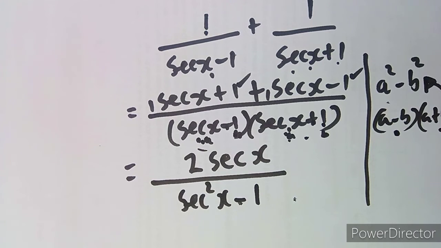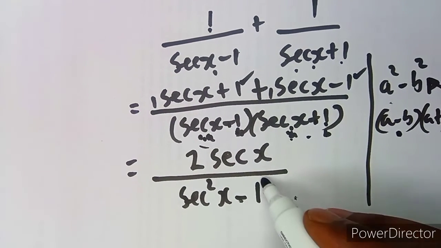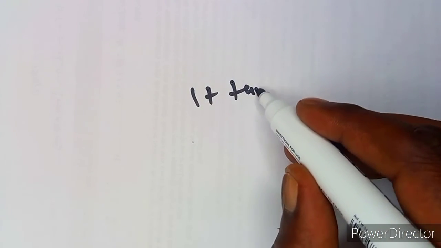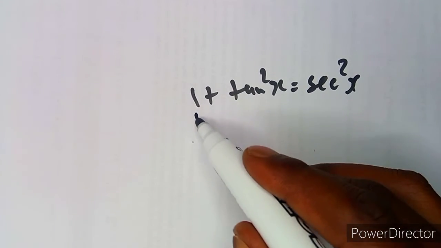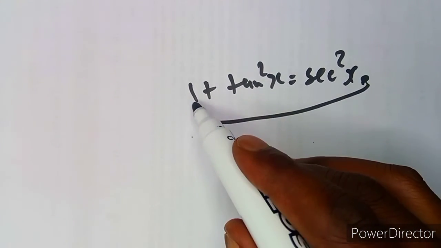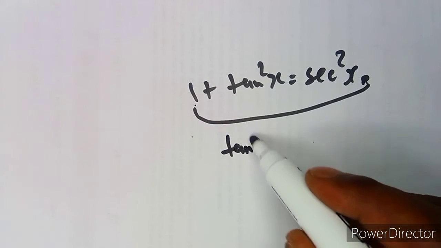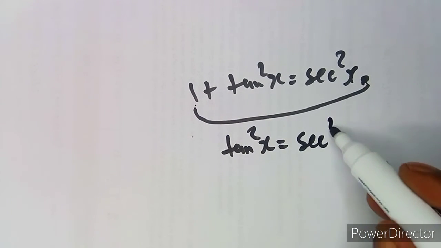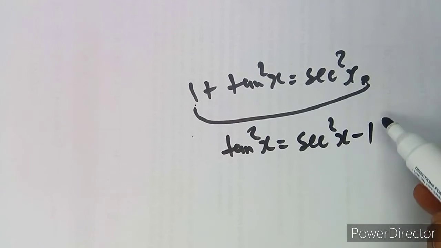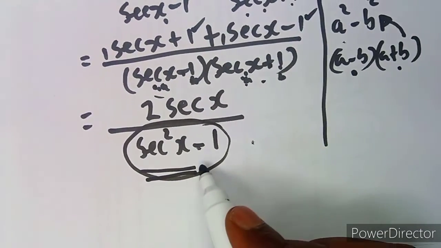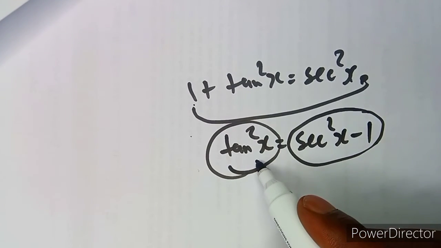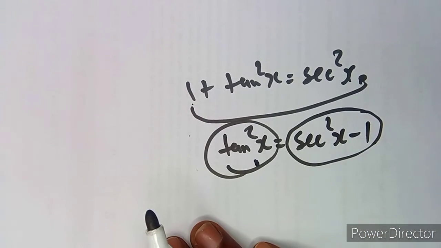Okay, from our identities we can replace sec squared minus 1 with its equivalent identity. Remember, 1 plus tan squared x gives us sec squared x. So in order for us to have sec squared x minus 1, we have to take 1 to this side, so that we remain with tan squared x being equal to sec squared x minus 1. So in place of sec squared minus 1, you now substitute with tan squared x. So this part is going to be represented by its equivalent, which is tan squared x.